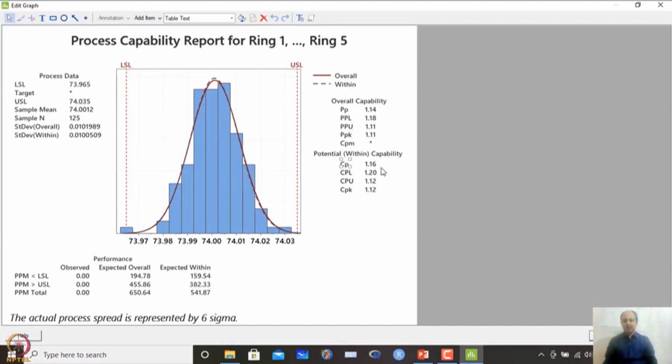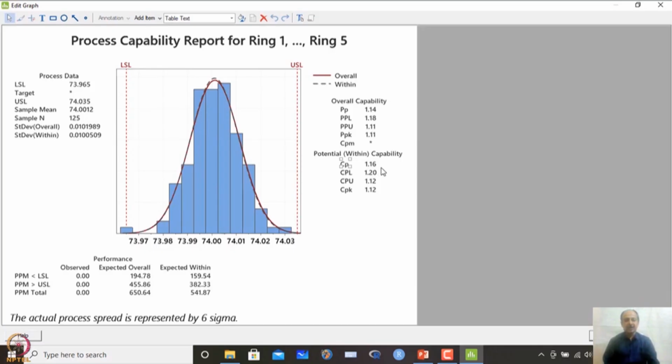It has not reached 1.33, which was the standard in many of the companies, but it has just crossed 1. So, there is a need for improvement of this process. We need to reach around 2 CP values. So, that is our objective. We want to reduce the variability, and the more I reduce the variability, the more my CP index increases. That will be our point of discussion.